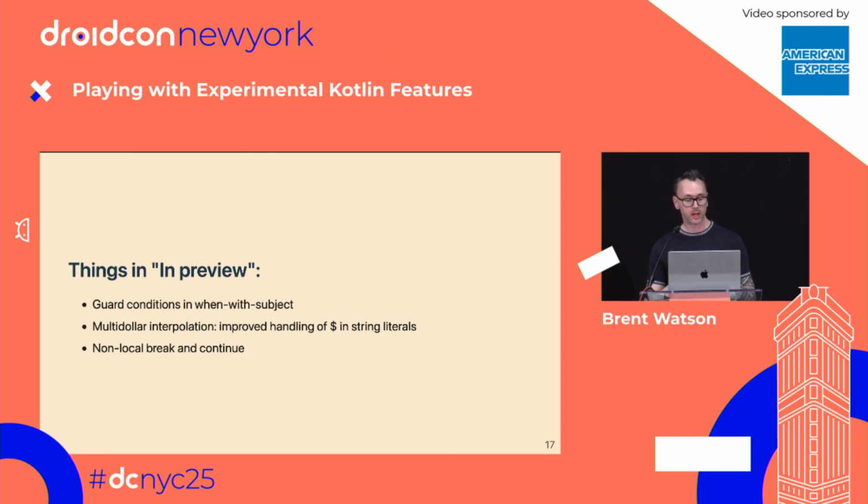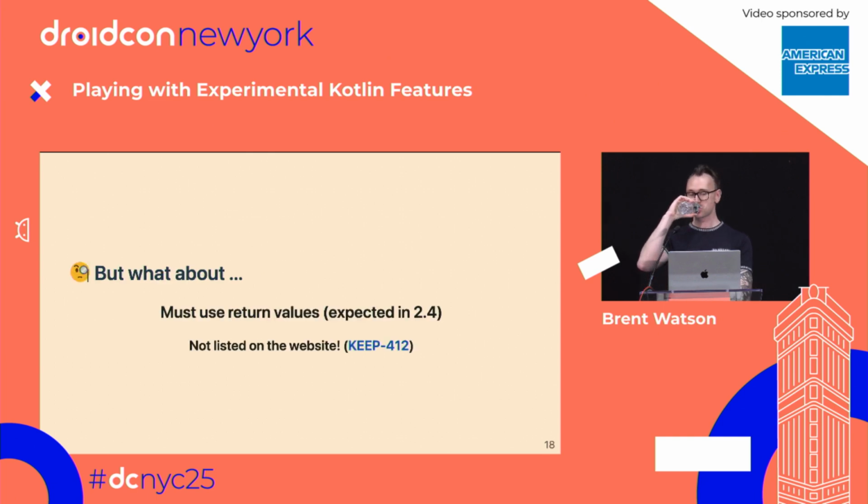Earlier this week, Kotlin 2.2 came out. So these might actually be out of preview. These might be stable now because these are actually in the 2.2 language. So if you're using 2.1, you have to turn these on with some compiler flags. At the time of this writing, these were still in preview. Recently, maybe, or at least soon, these will move out of preview to stable. But again, the website's imperfect. There's things like must use return values that aren't listed anywhere on the website. They do have a keep.